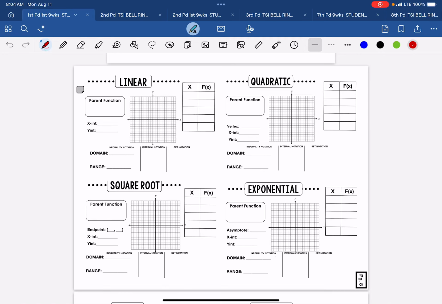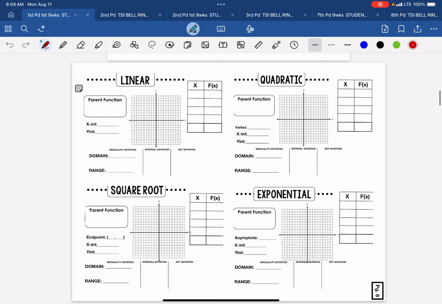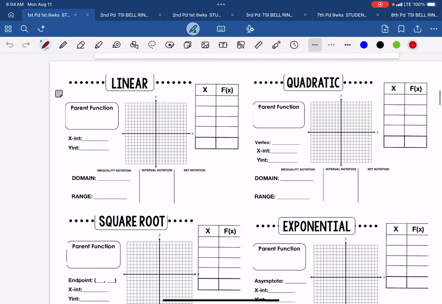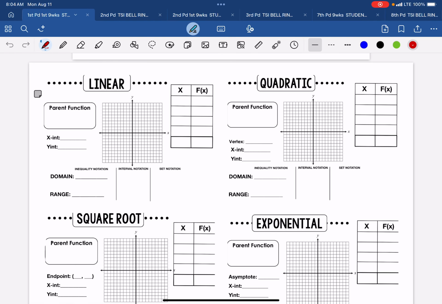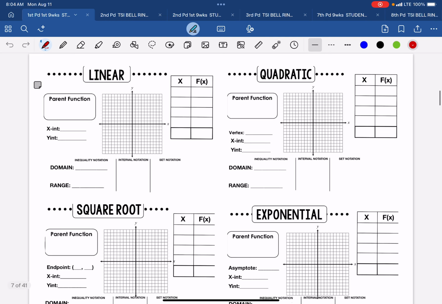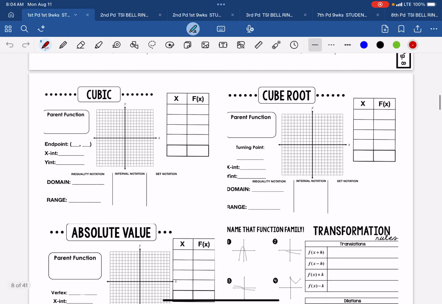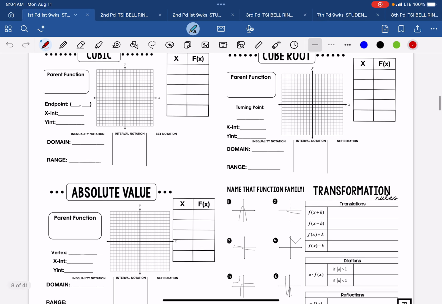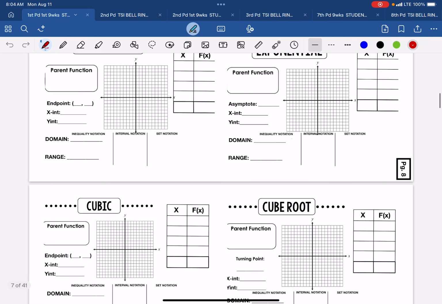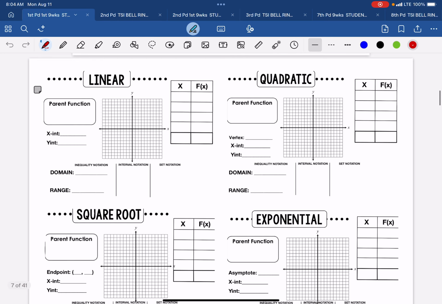Hi guys, we are going to start talking about parent functions a little bit. We're going to go a little bit away from solving equations and simplifying. We are going to go ahead and talk about these parent functions. These are the basic parent functions that we're going to discuss this whole year: linear, quadratic, square root, exponential, cubic, cube root, absolute value. All right, these are the main ones that we're going to be discussing.